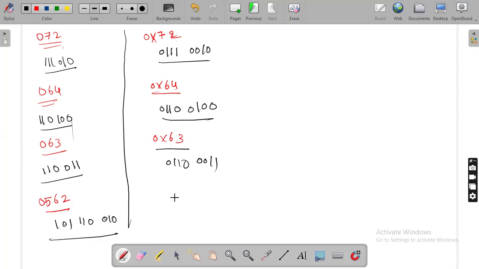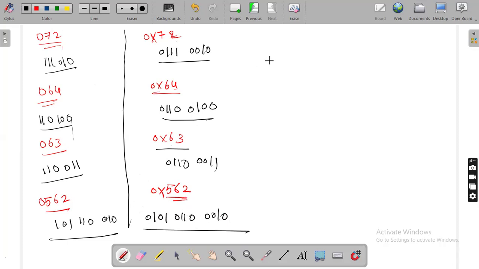How to write binary for 562? You have to represent it in hexadecimal. Now it is stated as hexadecimal 562. Each digit represents 4 bits. 0, 1, 0, 1 is for 5, and 0, 1, 1, 0 is for 6. Next 0, 0, 1, 0. This is the binary for 562 in hexadecimal format.